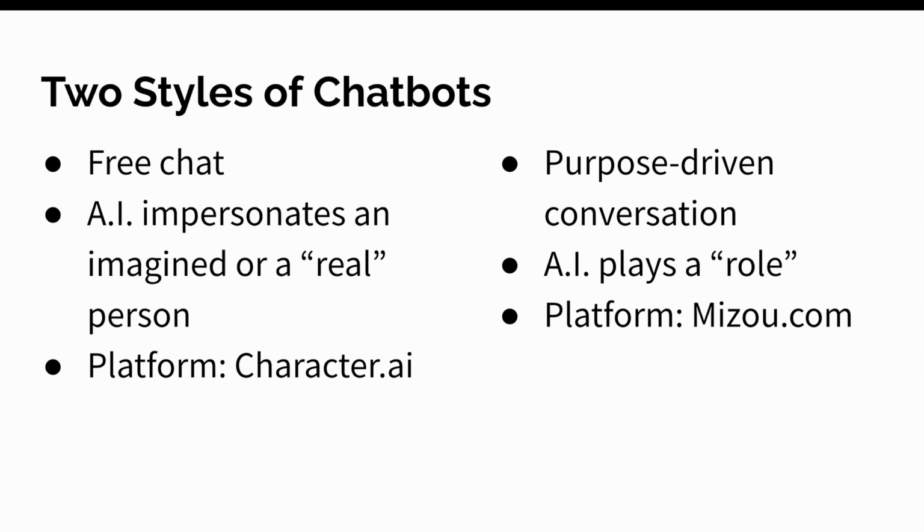It could be an imagined person, or it could be an impersonated real person like a historical figure or a celebrity. The platform we're going to use to create this kind of chatbot is character.ai. The second type of chatbot is more purpose-driven. It allows your students to have a conversation with AI playing a role such as a store manager, a doctor, a classmate. The platform we're going to use to create this kind of chatbot is Mizu.com.